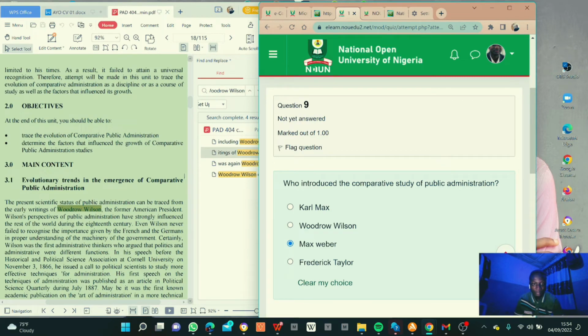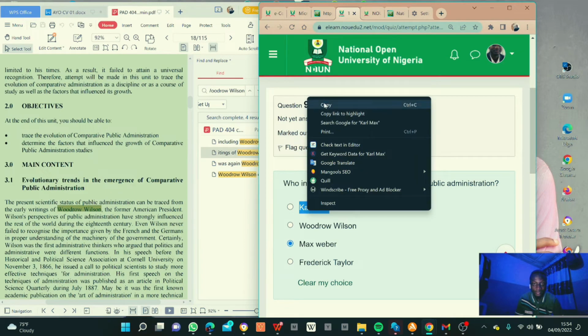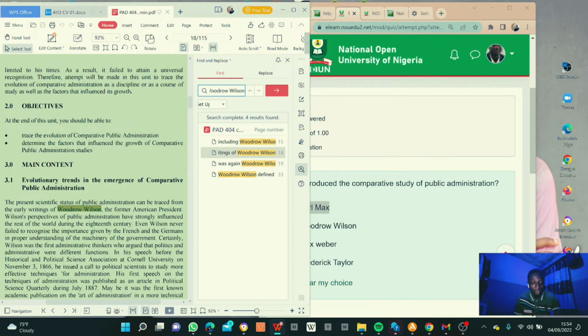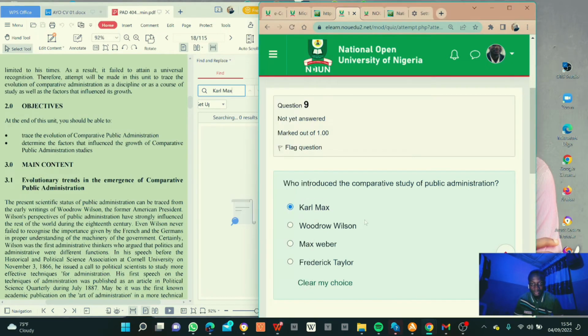Woodrow. So I strongly believe, if we search for this name, just to be sure, let's search for this name if it exists. Control A and B. If it exists, let's check. Is there results? Let's check.